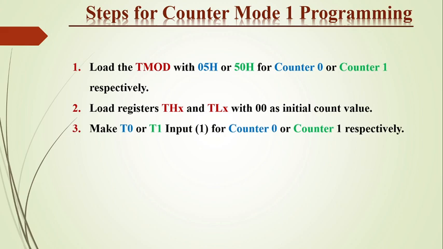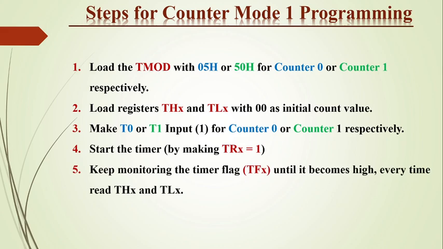Now make the inputs T0 and T1 equal to 1 for counter 0 or counter 1 respectively. Now start the timer to start counting the pulses by making TRX equal to 1. Now we have to keep monitoring the timer flag until it becomes high. That means we have to wait for overflow, and every time while it is counting, it will read the THX and TLX registers value.